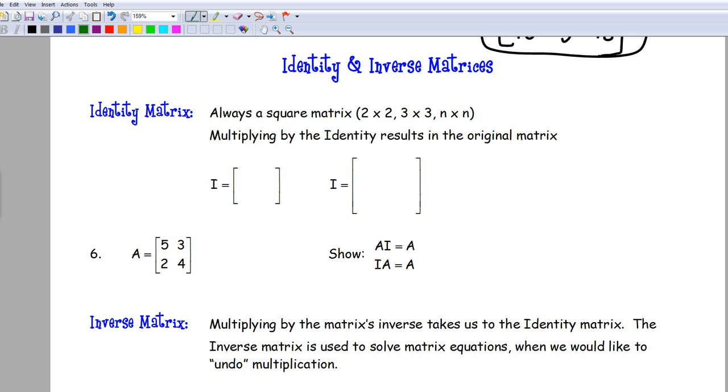Identity and inverse matrices. The identity matrix is always a square matrix, a 2 by 2, a 3 by 3, a 4 by 4, etc., etc. The identity looks like this. It has 1s on the diagonals. Okay, and what happens is when you multiply any matrix by its identity, you end up getting the same thing. So these have to be square matrices though, otherwise it won't work with our laws of multiplication. So this matrix right here, we're going to multiply it by the 2 by 2 identity.